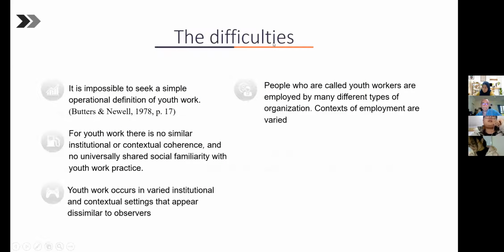So that's the difficulties. The article tells us to define youth work. It is impossible to take a simple operational definition of youth work. For youth work, there's no similar institutional or contextual coherence, and no universally shared social familiarity with youth work practice. Youth work occurs in various institutional and contextual settings that appear dissimilar to observers. People who are called youth workers are employed by different types of organization, and contexts of employment are varied.